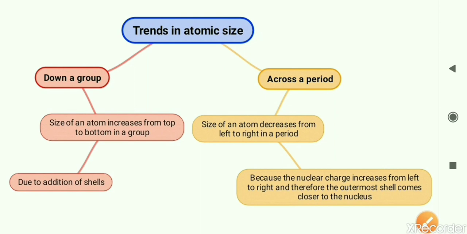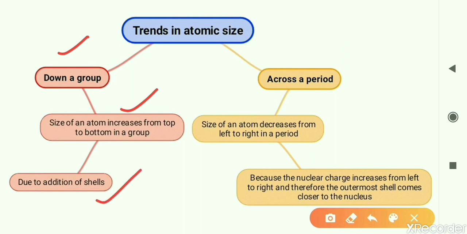Let us have a look at the trends in the atomic size in the periodic table. One by one, we'll see both the points. First one is down the group, second is across the period. So when we go down the group, the size of the atom increases. The atomic size increases as we move downwards in a particular group.